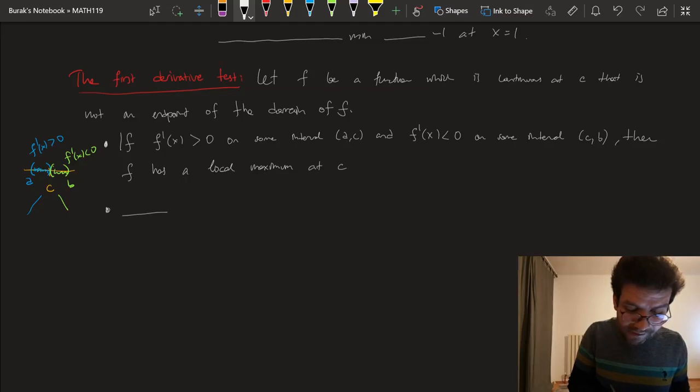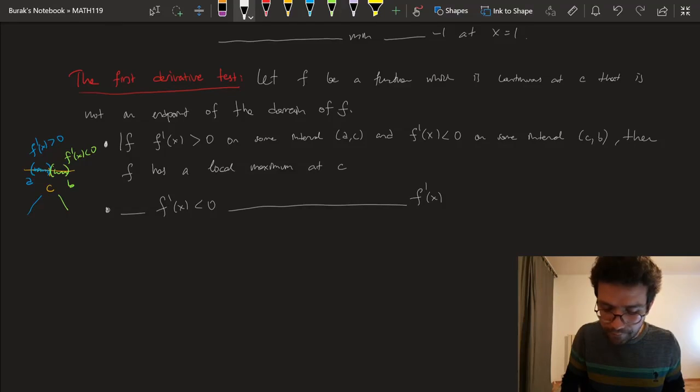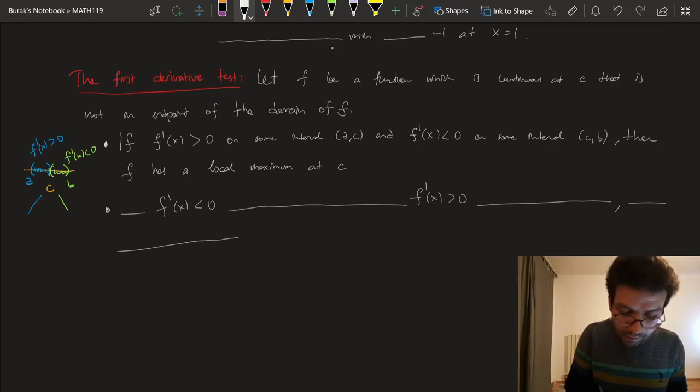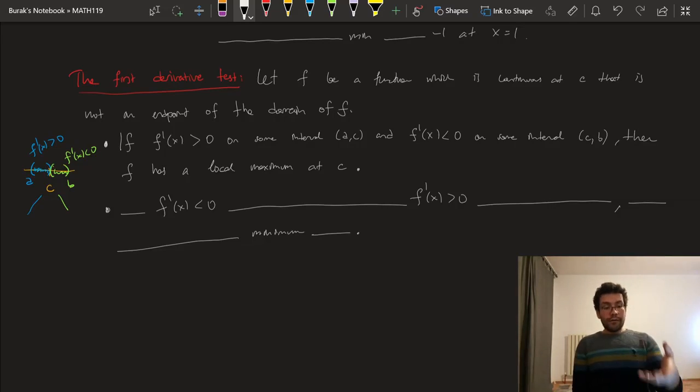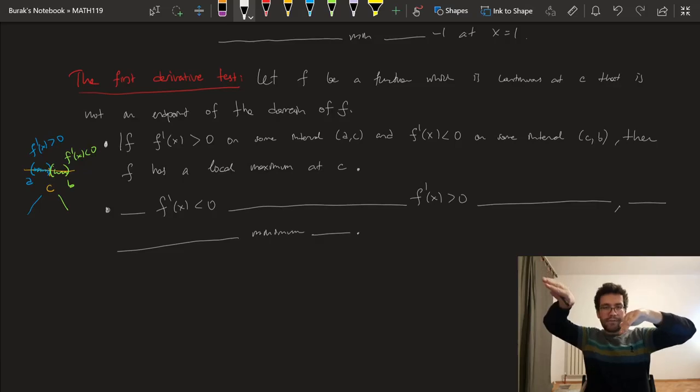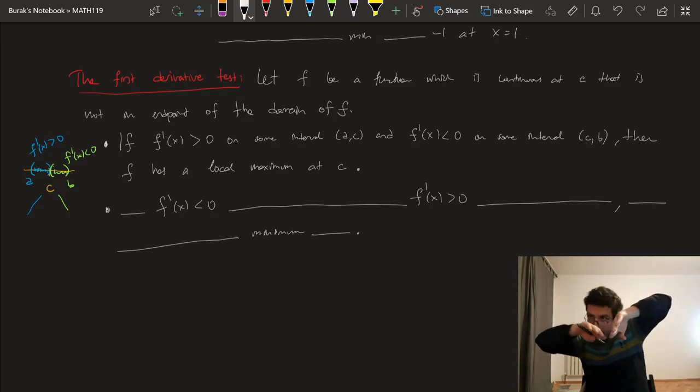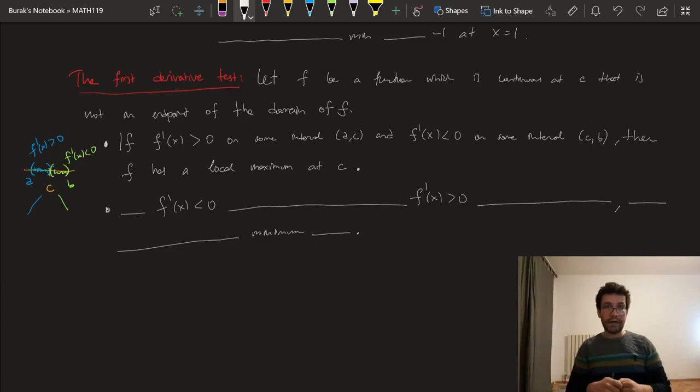Now, you can guess what happens if I flip these inequalities. Pretend that the derivative is negative over here and the derivative is positive over here. Then f has a local minimum this time. Okay? Because of the same reasoning, if the derivative is negative here, then it's decreasing, and if the derivative is positive here, it's increasing. My function is continuous, so it's going to decrease, then increase. There has to be a local minimum. Okay?